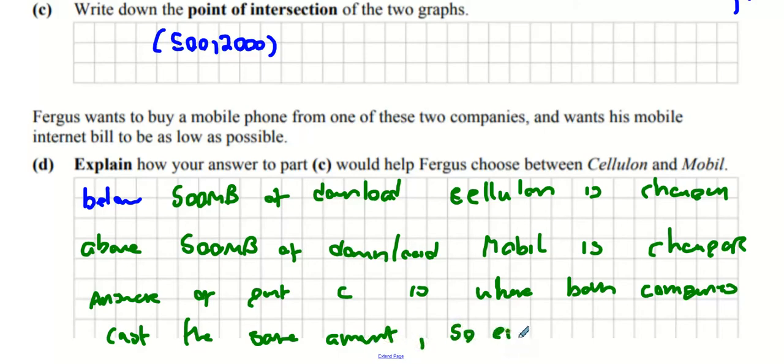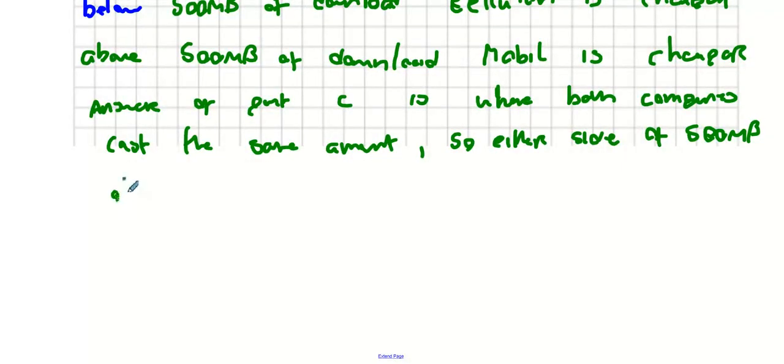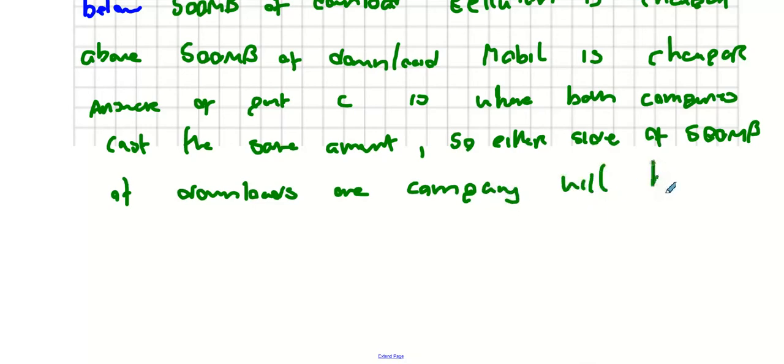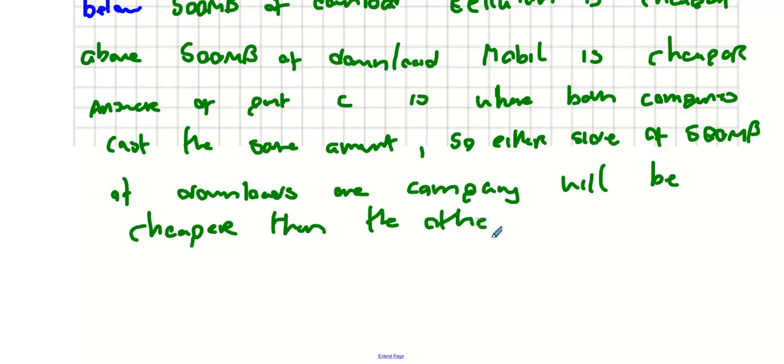So either side of 500 megabytes of download, one company will be cheaper than the other. Okay, basically wrote an essay there, but it is what it is.